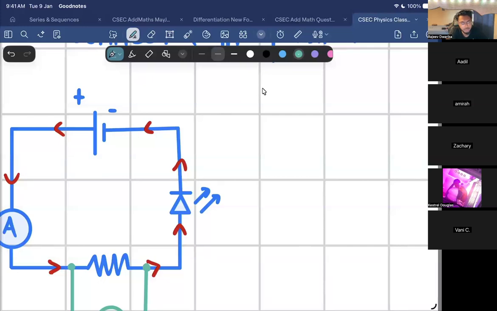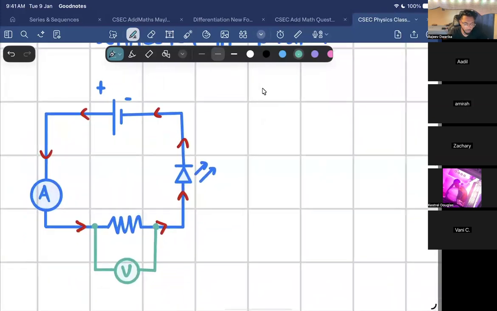Draw it there. See if you all could draw it. How would I hook up the voltmeter to measure the voltage across the diode? So you're using the draw tool on the screen? Yeah, you could use it.